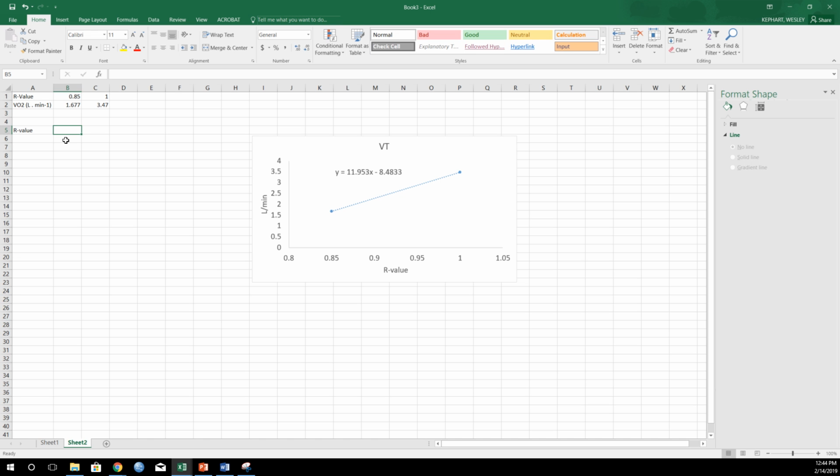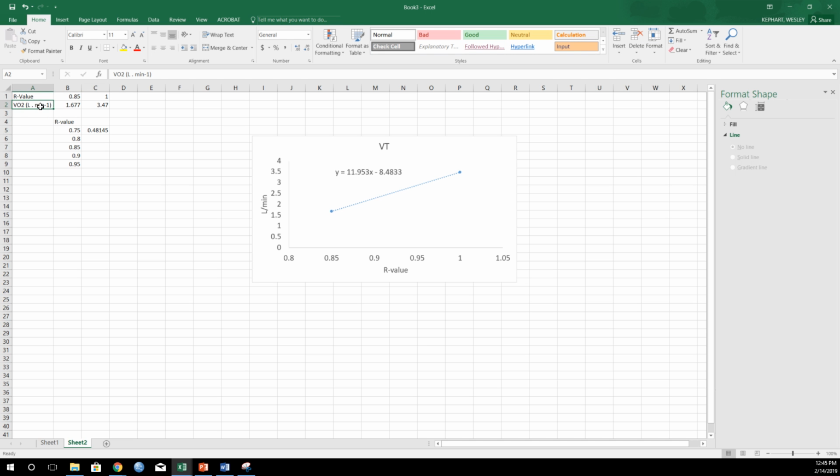So for the R value, you're going to have to predict 0.75, 0.8, 0.85, 0.9, 0.95. You're going to have to predict all of those. Enter this equation, and you're going to have to predict your own. This is just a hypothetical one that I'm doing. So 11.953 multiplied by, click on that, then minus 8.4833. Okay, so this right here, that's the R value.